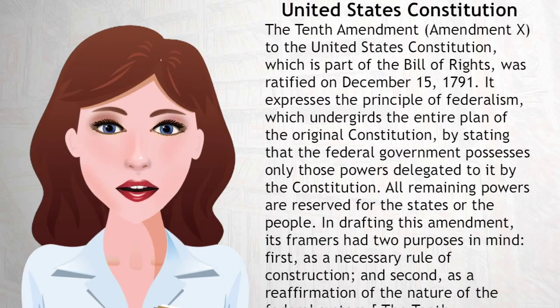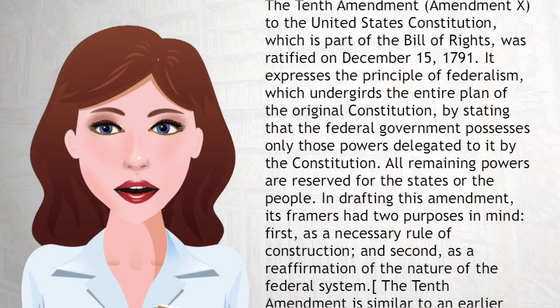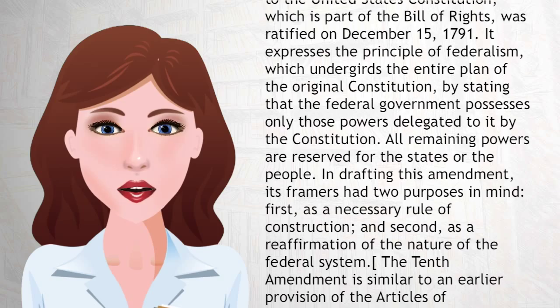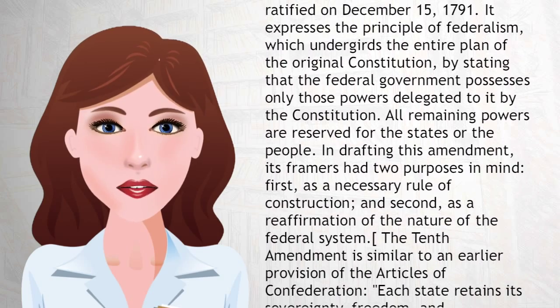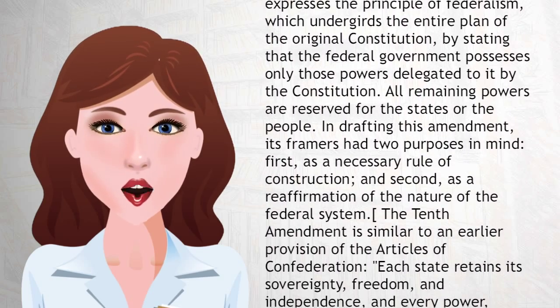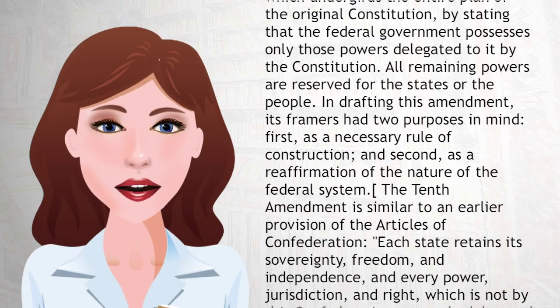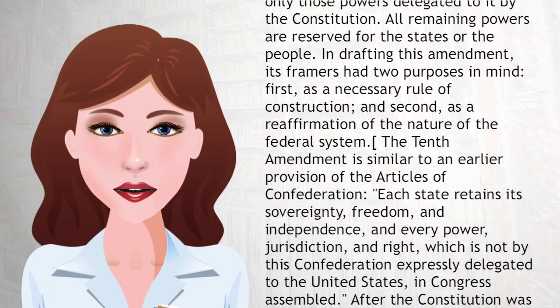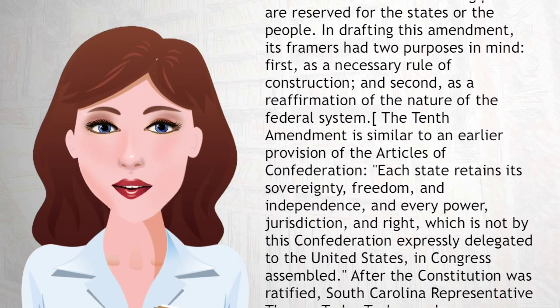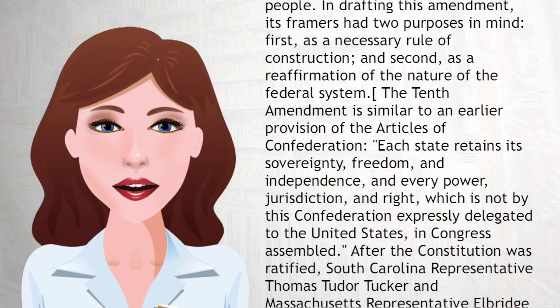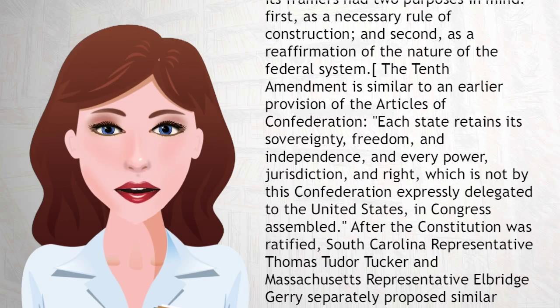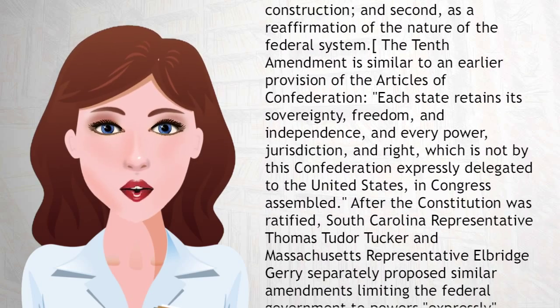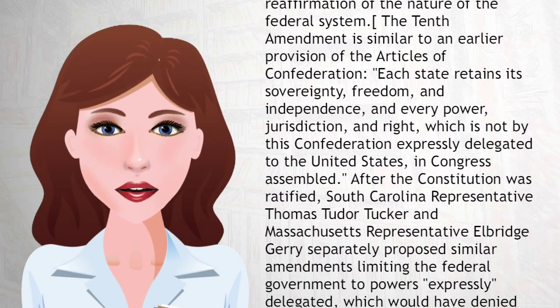In drafting this amendment, its framers had two purposes in mind: first, as a necessary rule of construction, and second, as a reaffirmation of the nature of the federal system. The 10th Amendment is similar to an earlier provision of the Articles of Confederation: "Each state retains its sovereignty, freedom, and independence, and every power, jurisdiction, and right, which is not by this Confederation expressly delegated to the United States in Congress assembled."